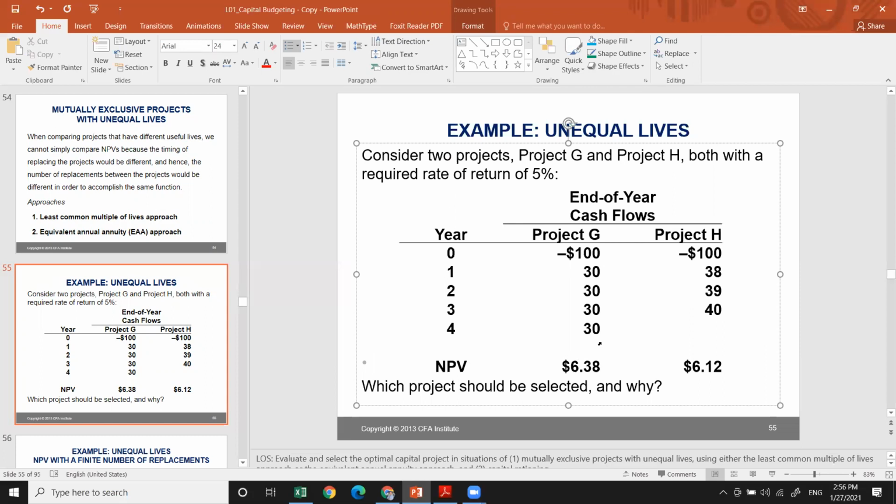Actually, the least common multiple of lives approach is the method of replacement. How it works, I will illustrate in Excel. When you do replacements, it will help you to equalize the useful life of the projects. Then it could be easy for you to select which project to select and whether it's acceptable or not.